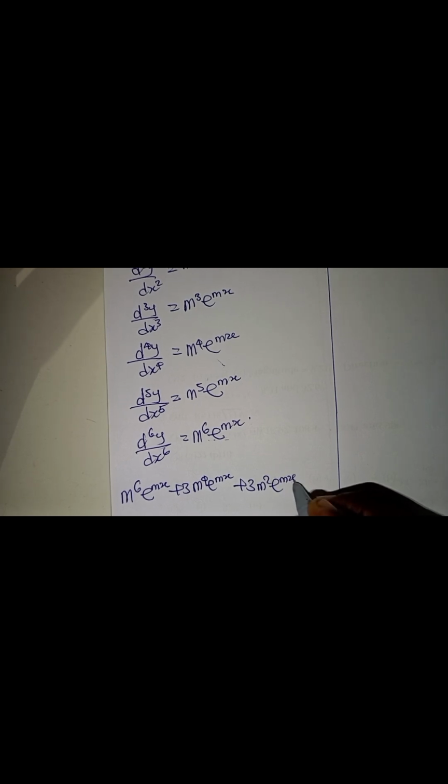Then I have this plus 3, and the fourth derivative, which is m to the power 4 exponential mx, then plus 3, and the second derivative is m squared exponential mx, and I have plus y, which is exponential mx, equal to 0.